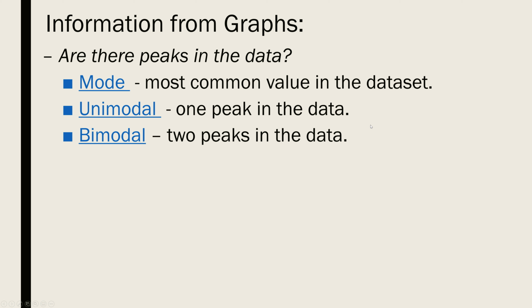There are some key pieces of information you have to pay attention to when you read the statistical plots. The first one is mode, which is the most common value in the data set. The second thing is the shape of the histogram, unimodal or bimodal. Unimodal means there's only one peak in the data. Bimodal means there are 2 peaks in the data.